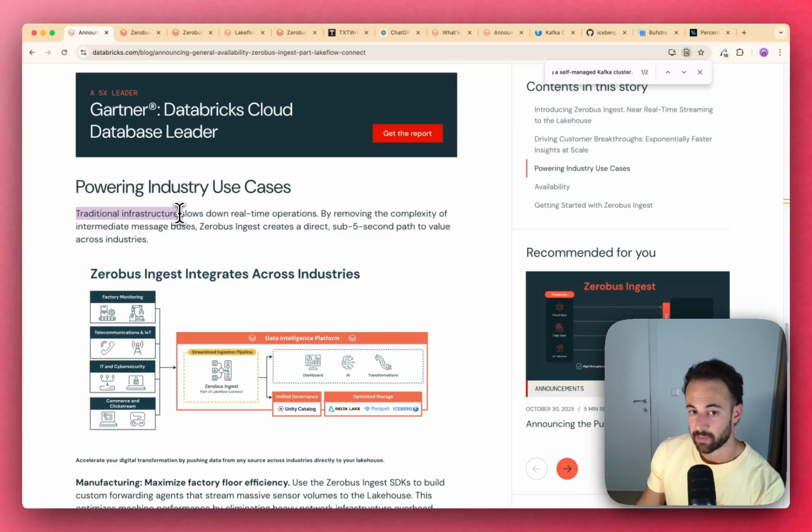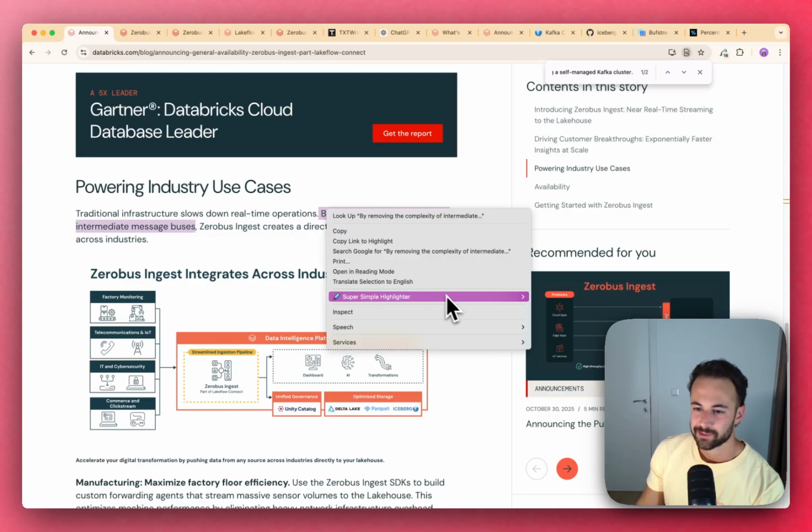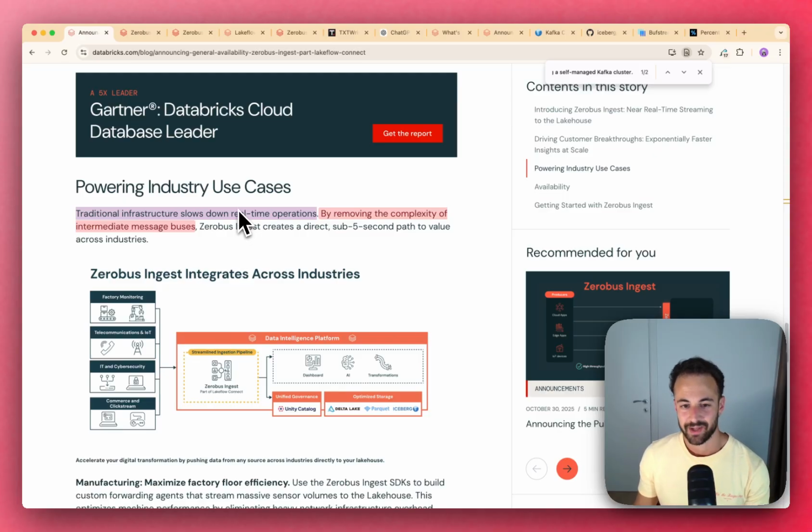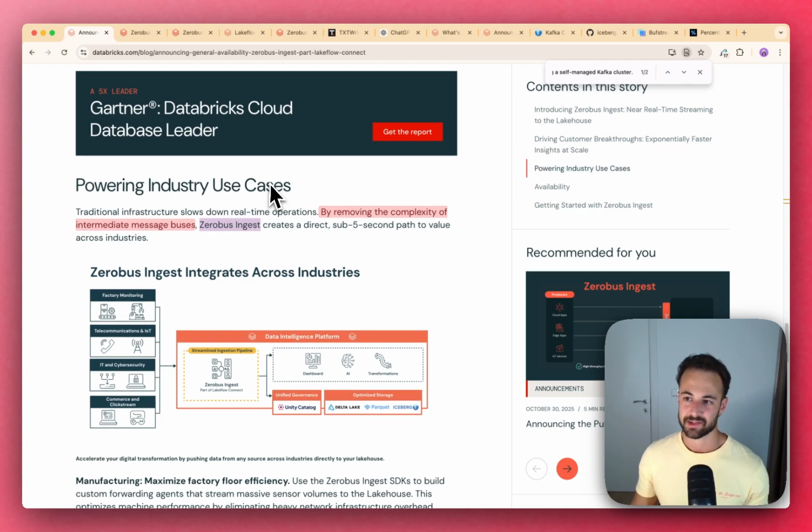Again, continuing on, powering industry use cases. Traditional infrastructure, I think batch-based infrastructure slows down real-time operations, of course, by removing the complexity of intermediate message buses. Zerobus Ingest creates a direct sub-5-second path to value. It's not by eliminating the message buses. That's not the problem. The problem that slows down real-time operations is that you're not using a real-time architecture. A real-time architecture doesn't slow down operations, it speeds them up. And Zerobus is slower than Kafka, and slower than basically any other real-time bus you can use, so I don't think this is correct.